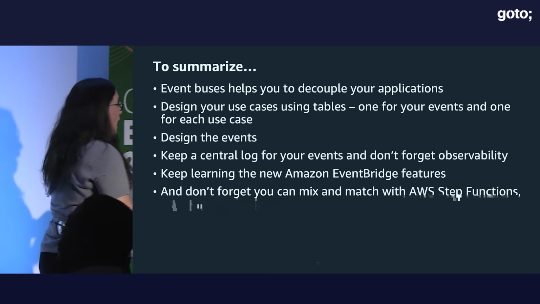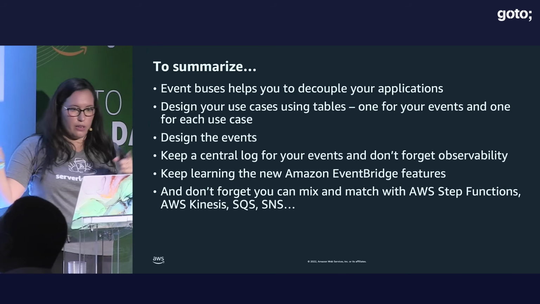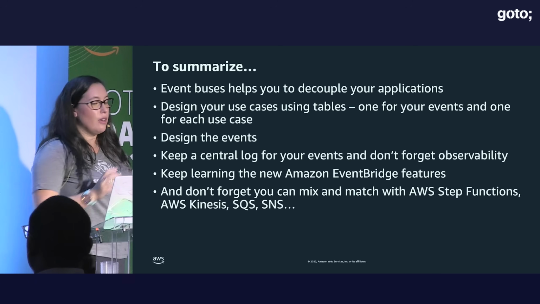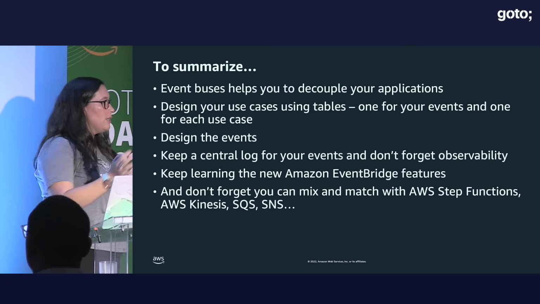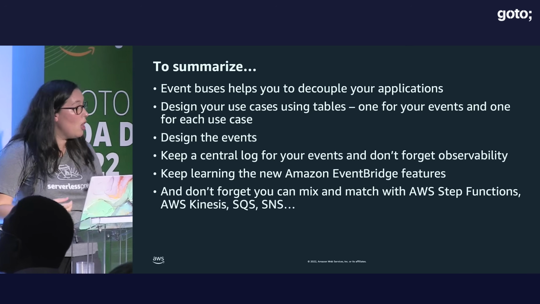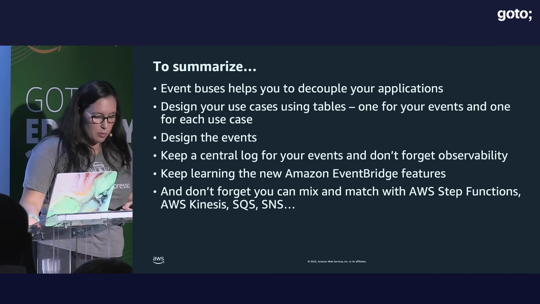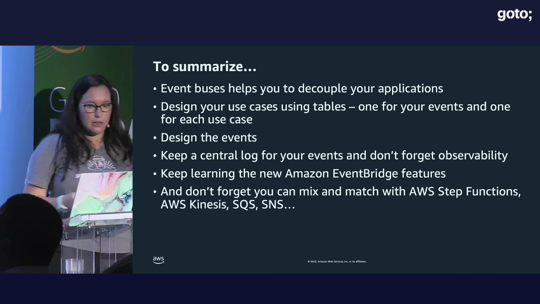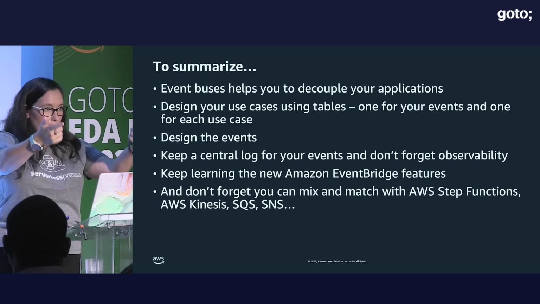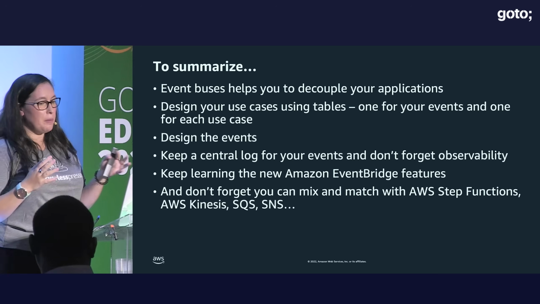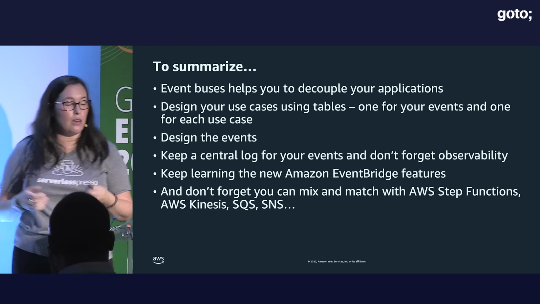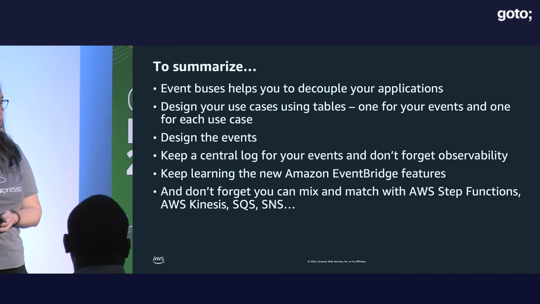And to summarize, event buses help you to decouple your applications. You already know that, but now you know how to design them in a way that you don't explode your brain. Use event tables for your use case and for your events, and then it will be easier. Put them inside your GitHub repo so your developers are responsible, whenever they change the code, to update the tables as well. So then you can have processes in place when you're having your pull requests. Design the events thinking about how others are using them. Keep a central log of your events if you need. Don't forget observability if you need that. Learn the features from EventBridge and use other services as well, the right services for the right tools.